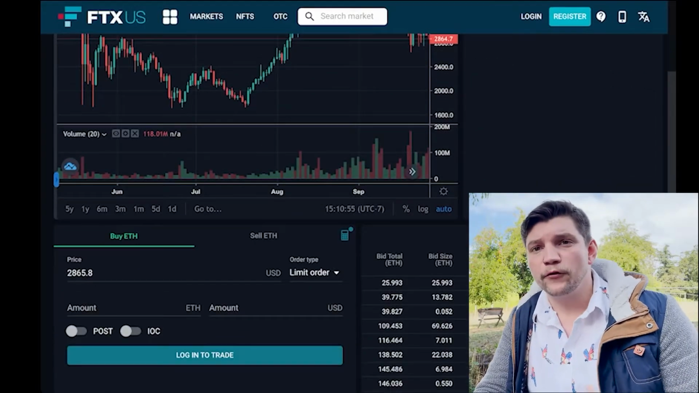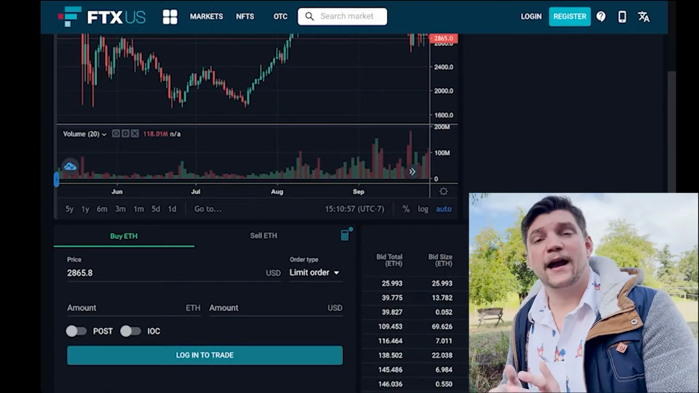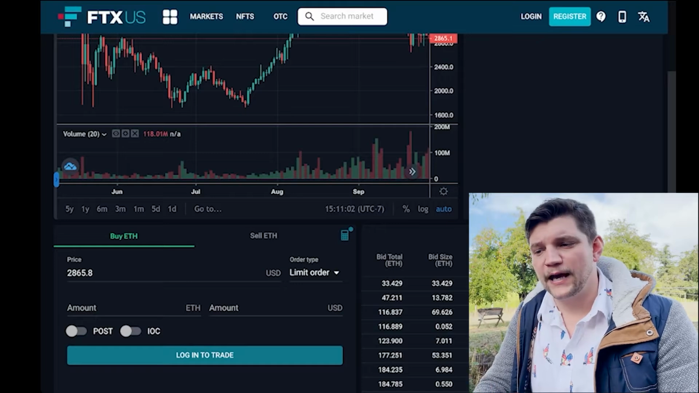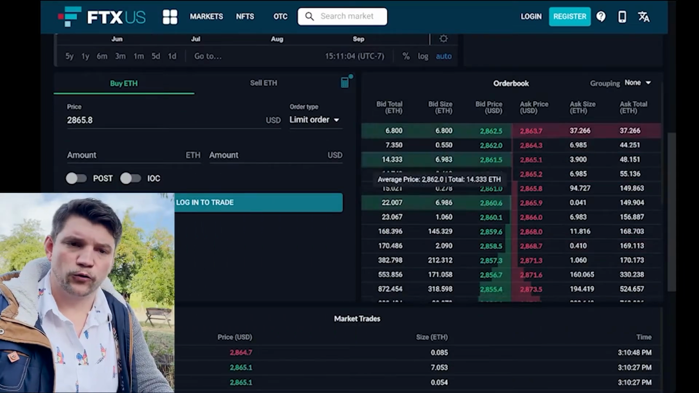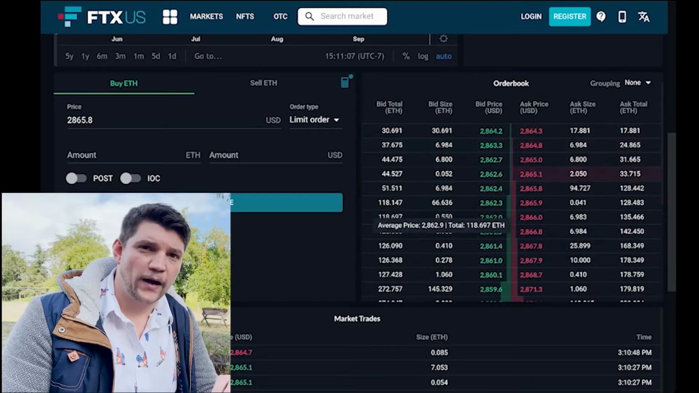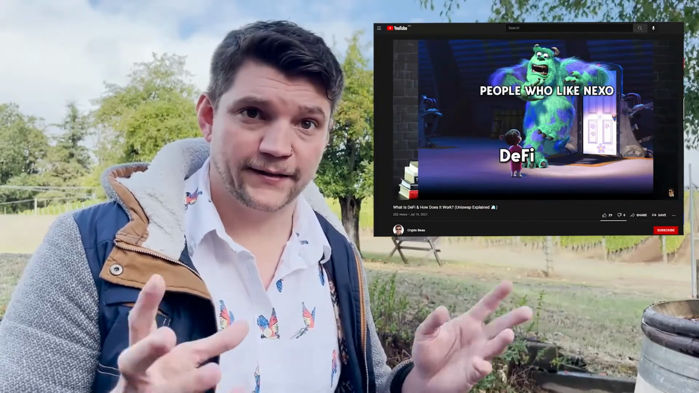Now, you'll see, if you're unfamiliar, there's a difference between maker and taker fees. And in order to understand that, I think we first have to take a look at the order book. Now, DeFi exchanges don't have order books. DeFi exchanges use what's called an automated market maker, by and large. If you want to know more about that, take a look at my What is DeFi video, where I go into the automated market maker model and explain what the constant product model is and how that works.